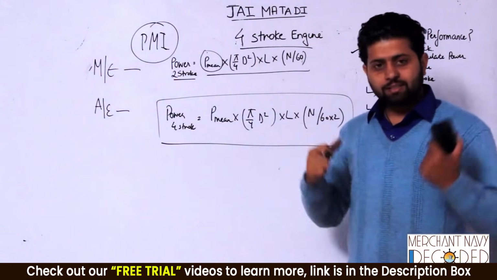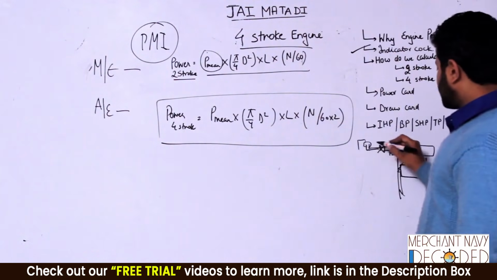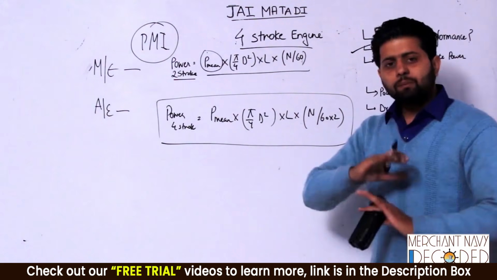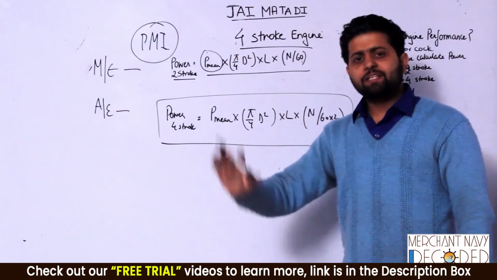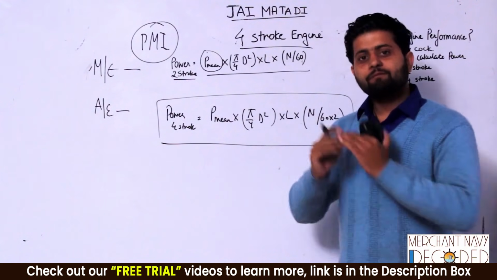It is an electronic device. You take it over here, a sensor is there. You fit that sensor on each unit's indicator cock, and it will automatically calculate P, mean, power, everything it will calculate itself. And you just have to feed the readings. So things have become very easy.